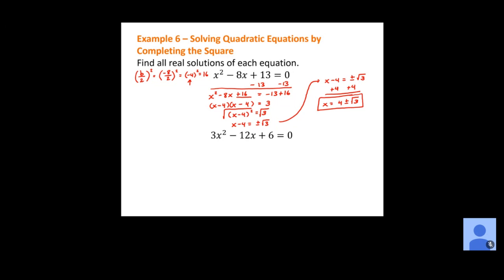So again, completing the square is a very good option if it does not factor to begin with, right? Then we would move the c term, find a new c term to create a perfect square trinomial, factor that, take your square root, move everything to one side, and then we have our x values.